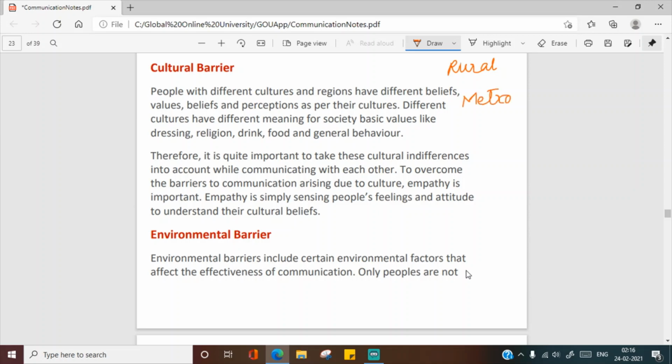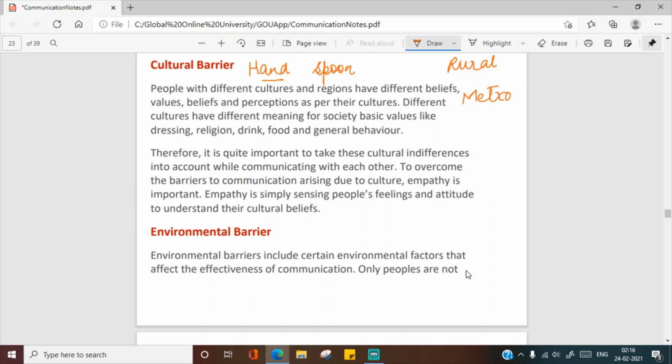Also, this kind of barrier, for instance in India, we eat with our hands, right? But there are places in other countries where people eat only with a spoon or fork. So that is also a cultural barrier. If these two people sit together, they might not be comfortable because of the cultural barrier between them, and this could also be an obstacle in communication.